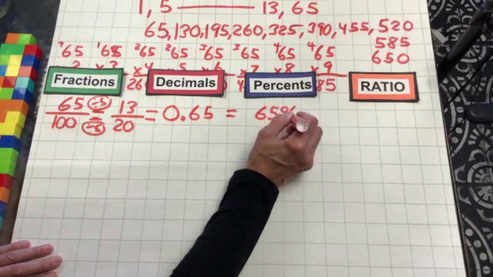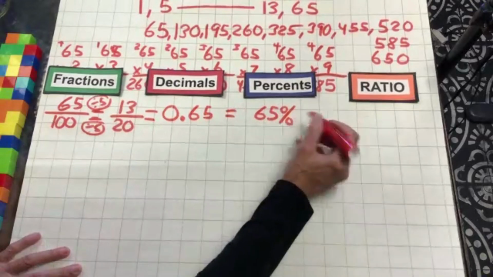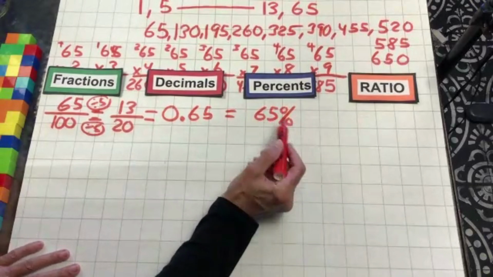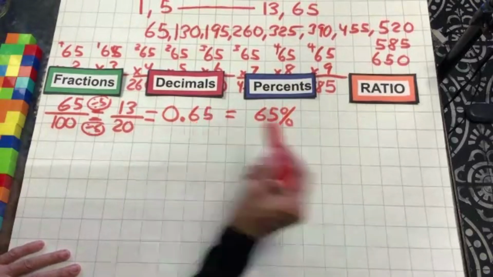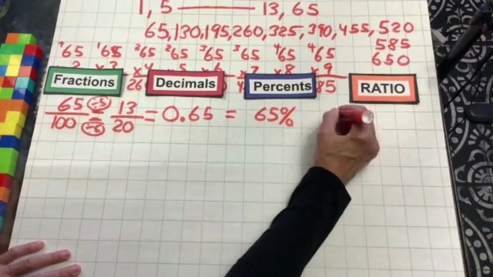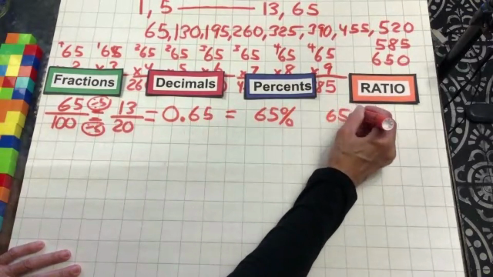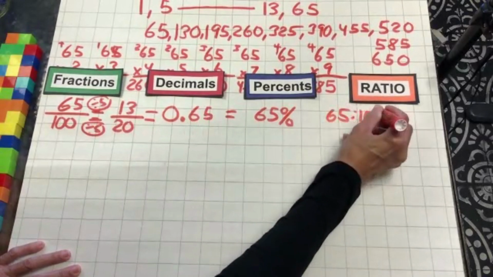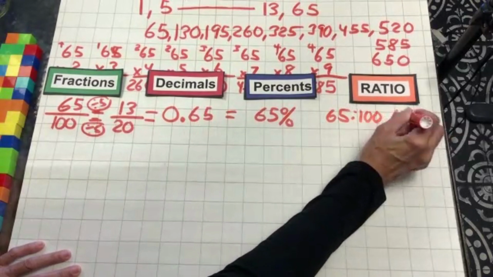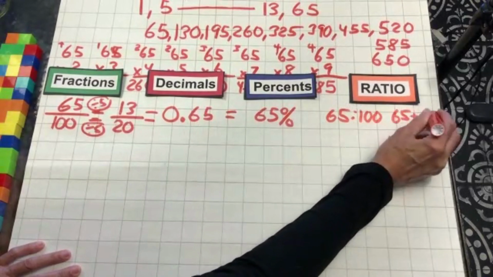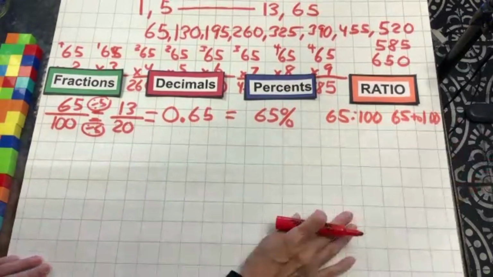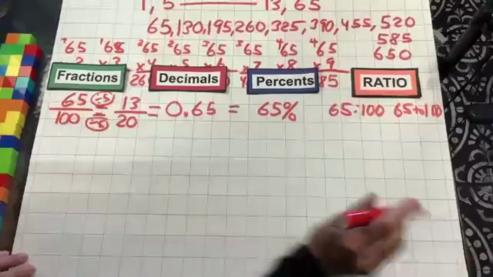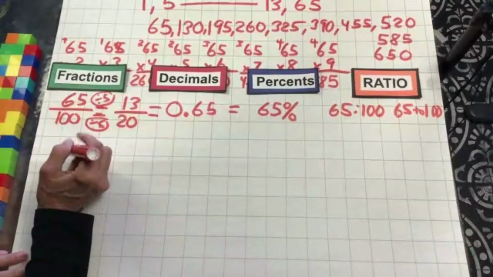So if we walk into the store and they've got a sale going on, 65% off, that would be 65 cents off of every dollar. Our ratios would be 65 colon 100 or 65 to 100. Woo, almost didn't make it on my paper. All right, so let's write the words here.